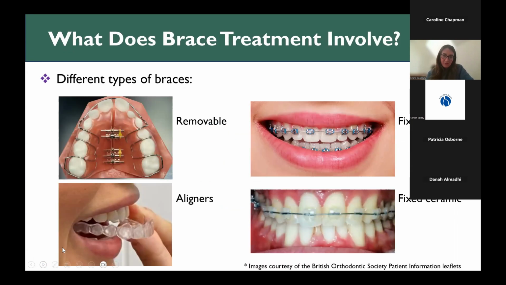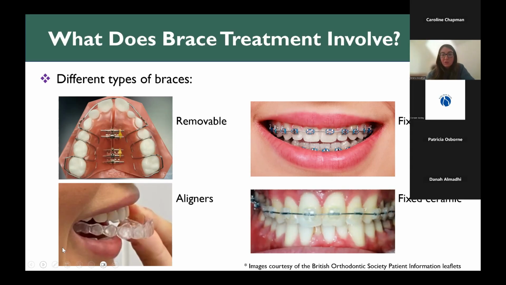So what does brace treatment involve? Here are some photographs of different types of braces. This is not an exhaustive list. There is an awful lot more different braces, but I think these are the key ones that it's helpful for you to see. So first, on the top left, we've got removable braces. These are braces that do small movements, limited objectives, and they come in and out, so it's easy to keep your teeth clean. Younger patients will often have these, or you may be given one of these at the start of treatment, and then it will be followed by some fixed braces afterwards.